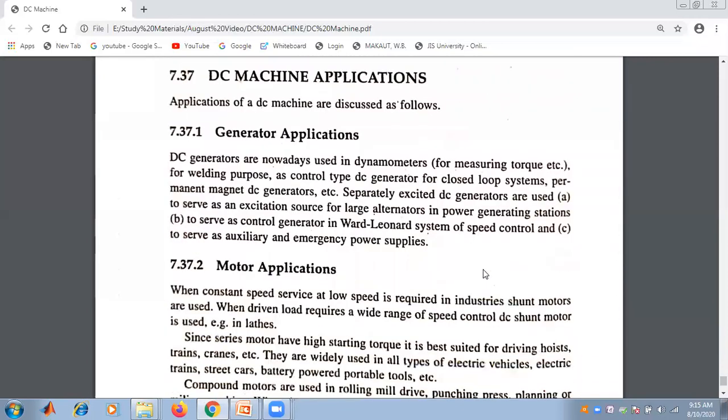Now the applications of DC machines. DC generators are used in dynamometers for measuring torque, for welding purposes, as control type DC generators for closed loop systems, and as permanent magnet DC generators. Separately excited DC generators are used as an excitation source for large alternators in power generating stations, as control generators in the Ward Leonard system of speed control, and as auxiliary and emergency power supplies.